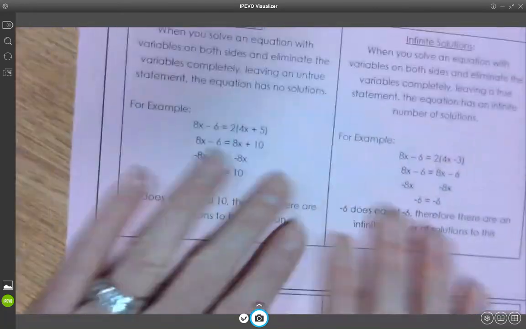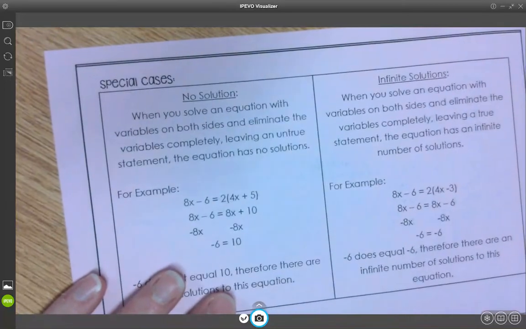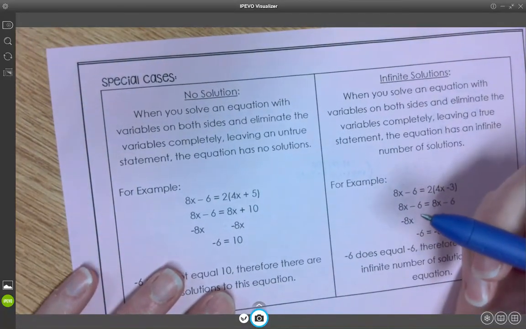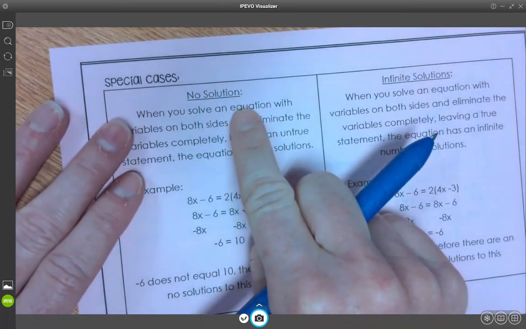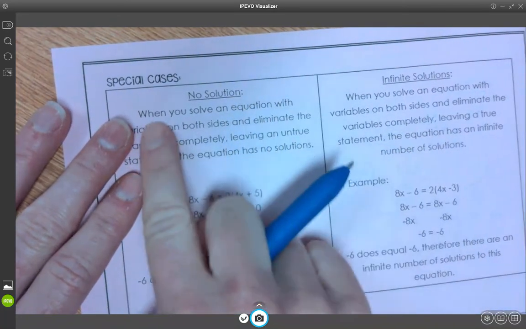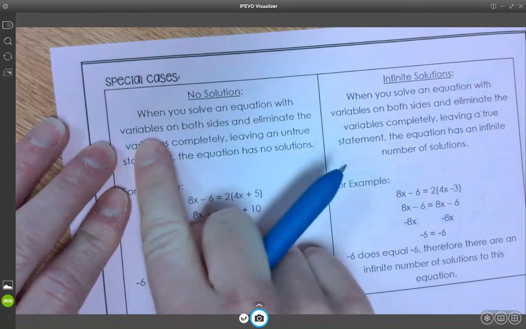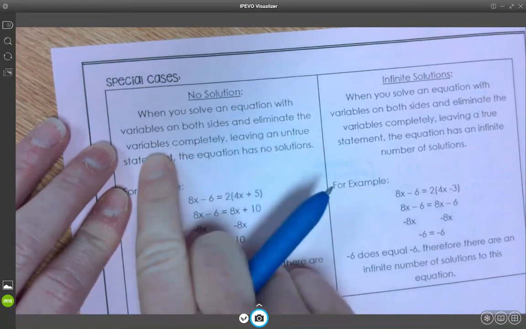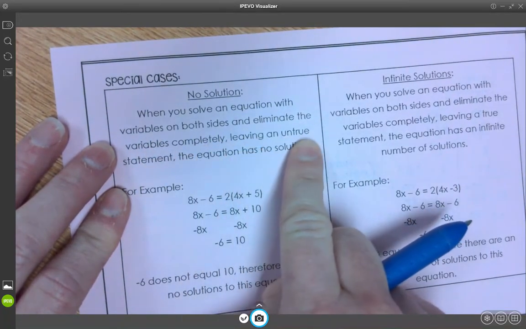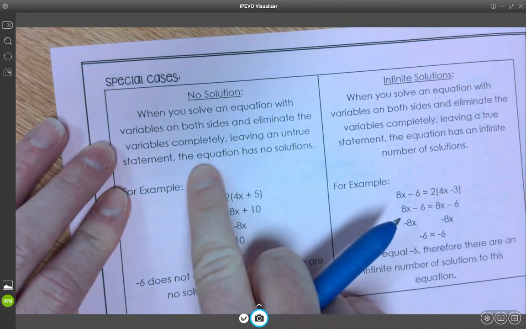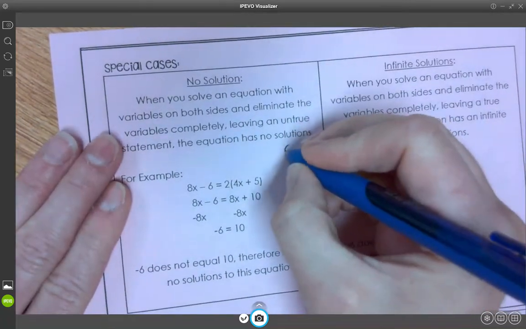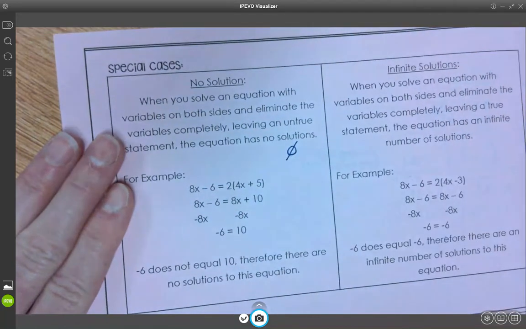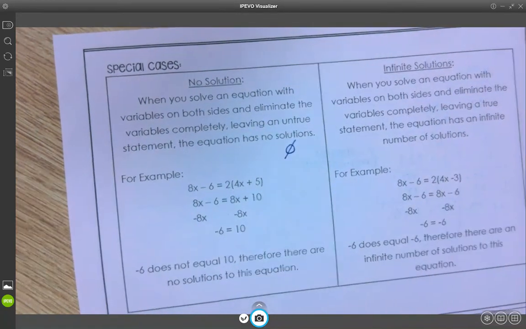Okay, let's go to the inside of our foldable. Let's look at some special cases. The first one is going to be no solution. This is when you solve an equation with variables on both sides and eliminate the variables completely, leaving an untrue statement. The equation has no solutions. A way to represent no solution is a 0 with a line through it. That is a no solution.